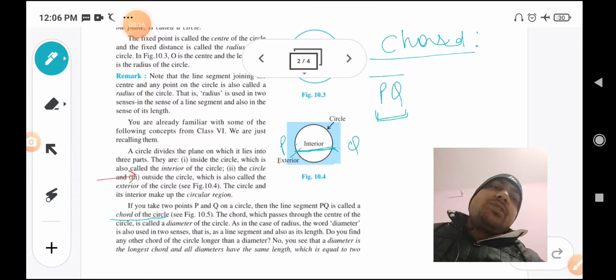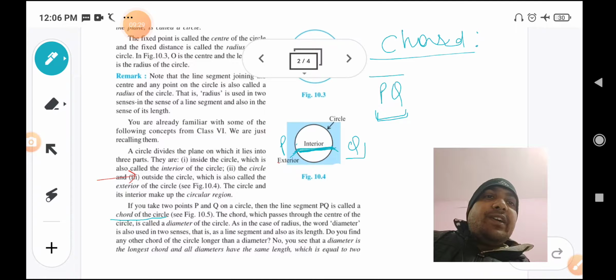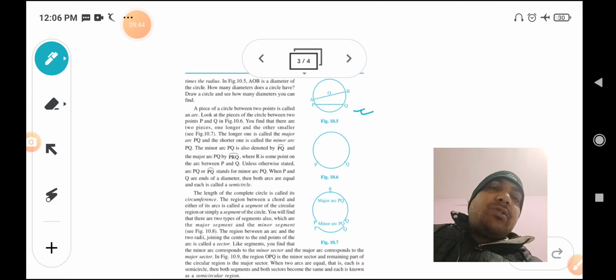So the line segment PQ is known as chord of a circle. Is it clear to everyone? What is a chord of circle? If we are taking any 2 points on a circle and we are joining with a straight line, then it will become a chord of a circle. See figure 10.5. This is P, this is Q, and we are joining with a straight line, so it will be chord PQ. Is it clear to everyone? Okay.